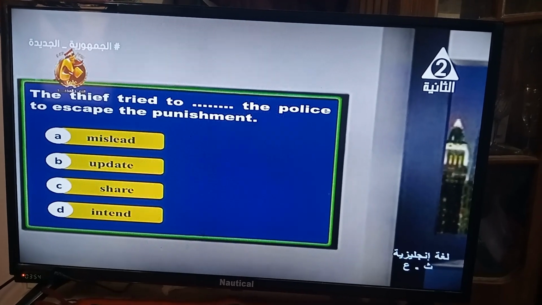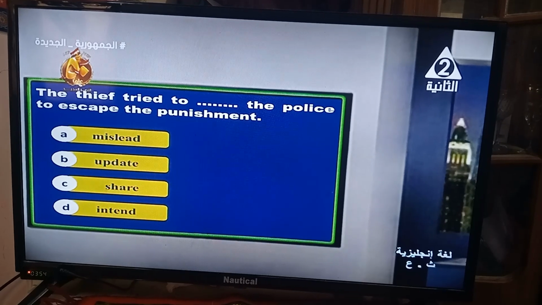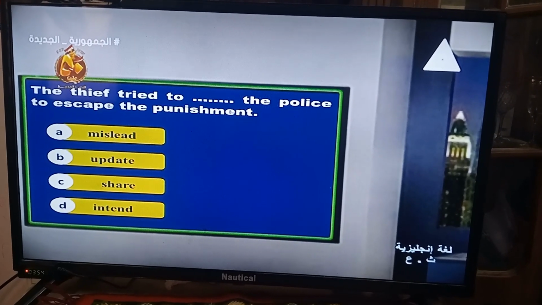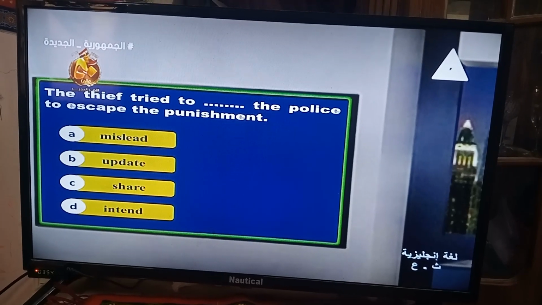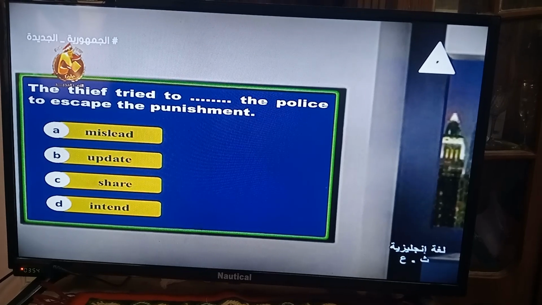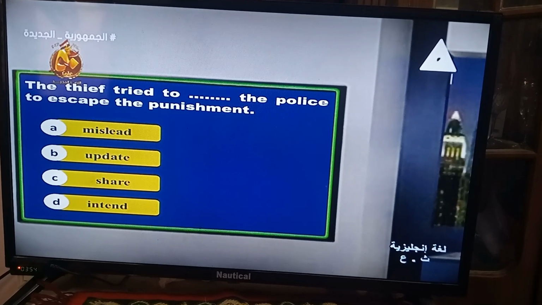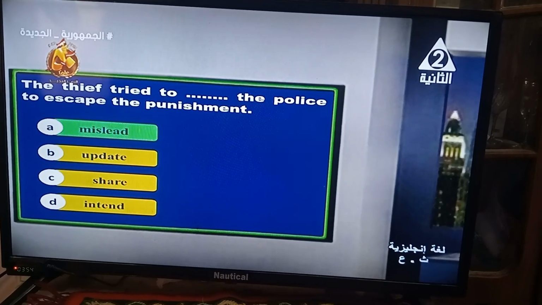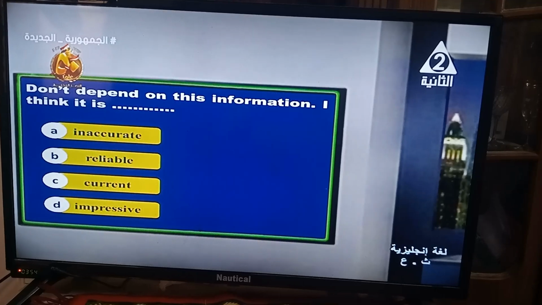The thief tried to space the police to escape the punishment. Is it mislead, update, share, or intend? Take your time. Excellent, that's it. Mislead, you're doing a great job. And the second sentence here.